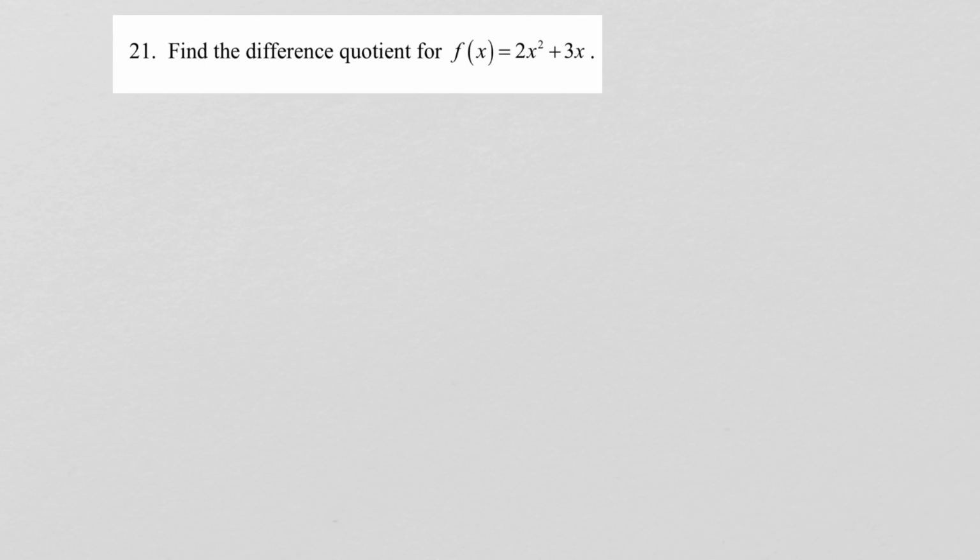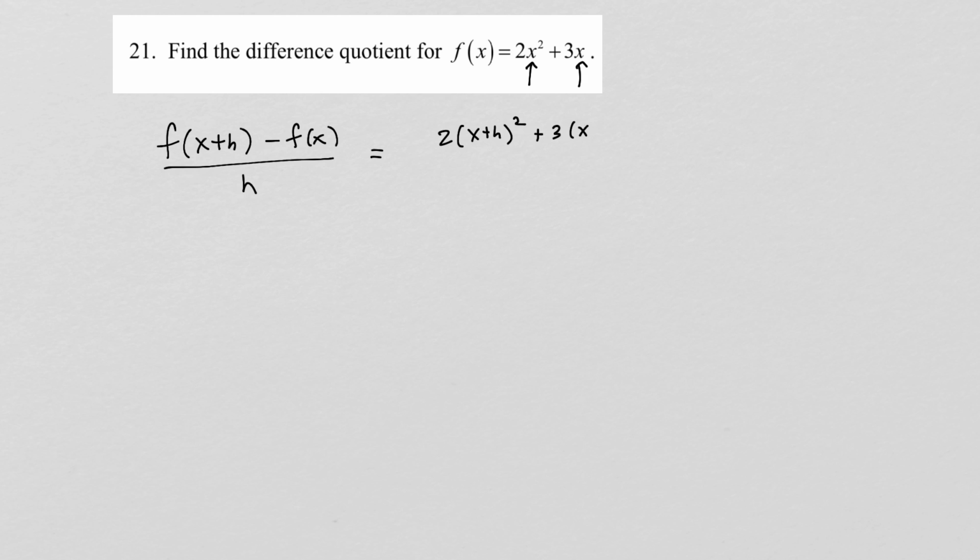Next, we want to find the difference quotient for this function. Let's remember the difference quotient is f of x plus h minus f of x, all divided by h. So f of x plus h means that we are going to plug x plus h in for x there. So if I plug x plus h into here, I get 2 times x plus h squared. Plus, if we plug in x plus h there, we get plus 3 times x plus h. Minus, then we have to subtract f of x, which is 2x squared plus 3x. And when you subtract that, it needs to be in parentheses. And this is all divided by h.